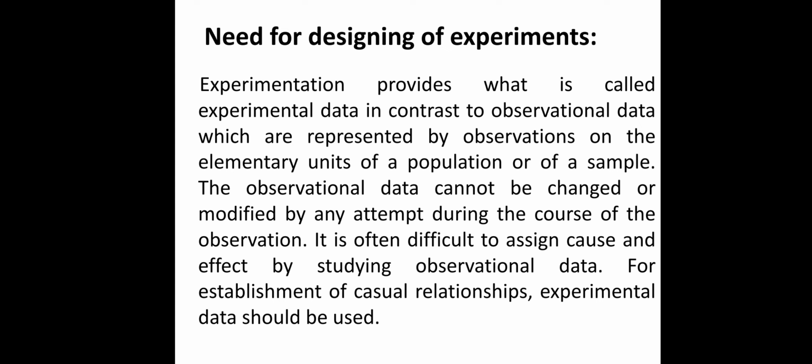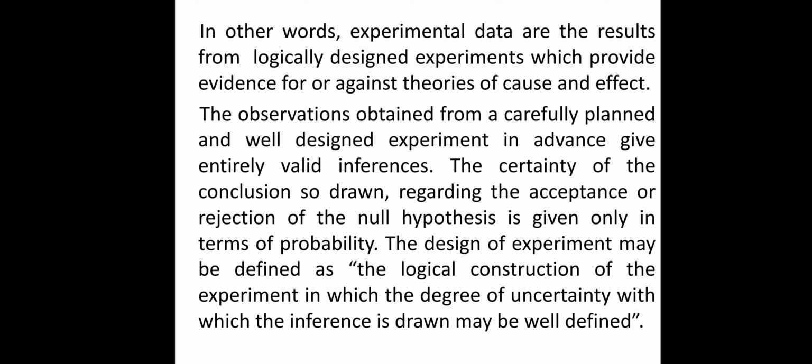So if we differentiate data into two types, observational data and experimental data, experimental data can be modified and well planned so that the data could be more precise. But with observational data, we cannot modify anything. We just have to observe and record such data. In other words, experimental data are the results from logically designed experiments which provide evidence for or against theories of cause and effect. So mostly to study a cause and effect relationship, we cannot use observational data, but we have to go for experimental data.